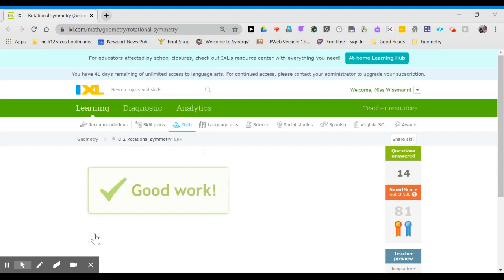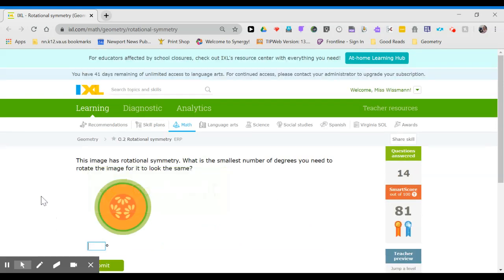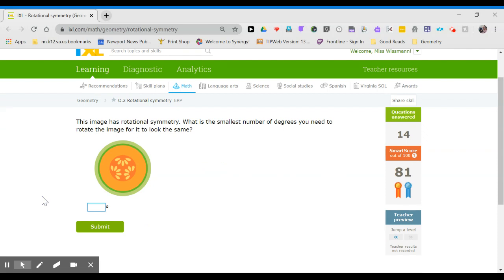In this IXL, once you get to a specific number, 80, it's going to start changing the question on you. It's going to ask for the smallest number of degrees you can rotate the image and it look exactly the same. This is where it gets a little tricky. You've got to figure out how many times you can turn this figure.